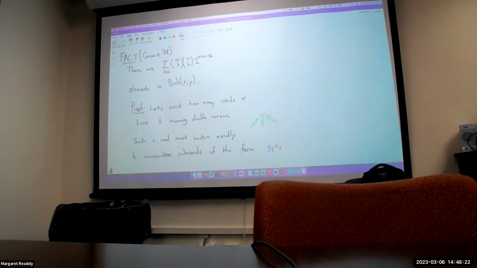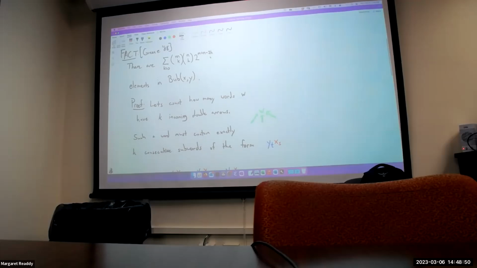This gives me a two-dimensional sum. I choose the size of the X subword, the size of the Y subword, and then I count how many ways there are to shuffle them together. What's interesting about this formula is that there's actually a one-dimensional version, a sum that only depends on one parameter. You choose a k-element subword of X, a k-element subword of Y, and then you have this power of 2 where you fill in the rest of the word with some X's and Y's in some regular way.